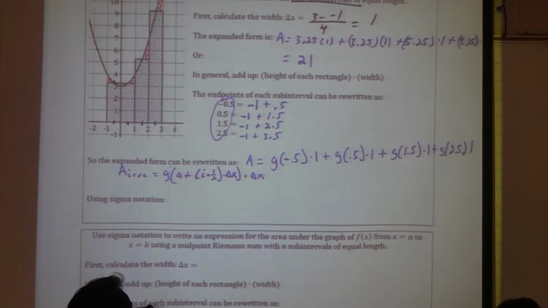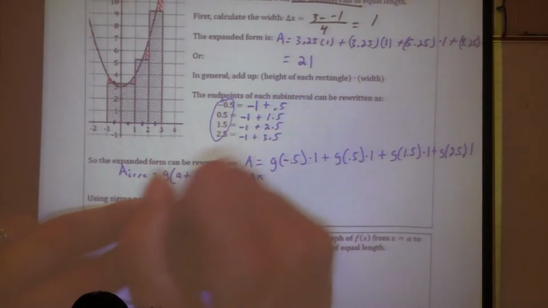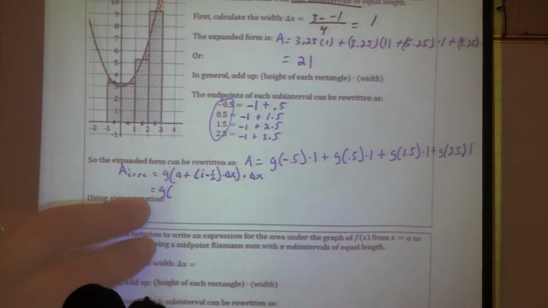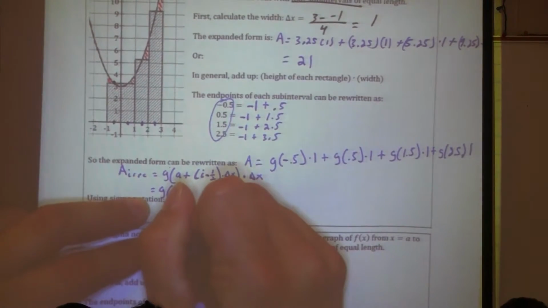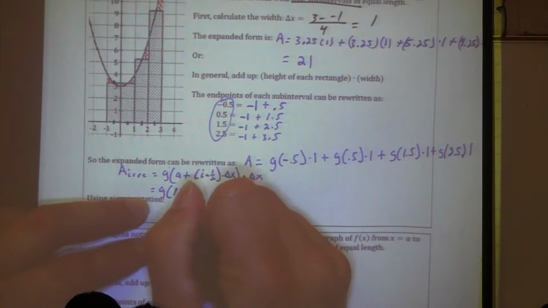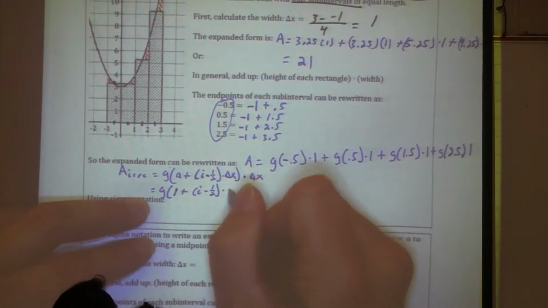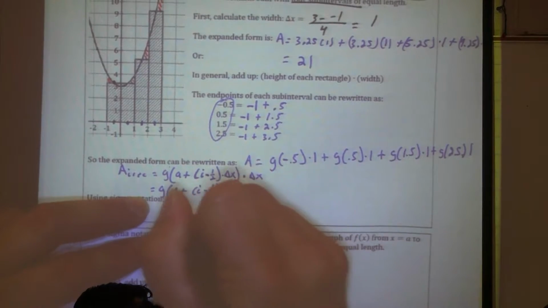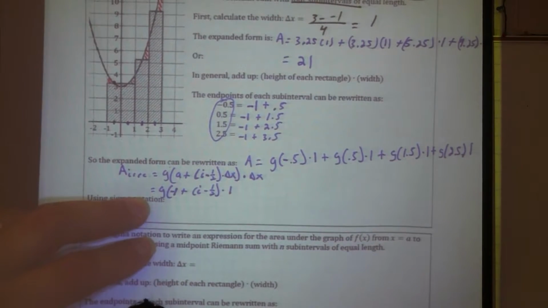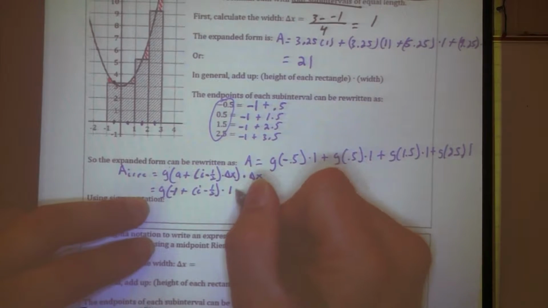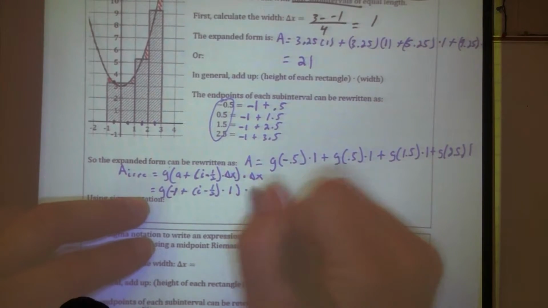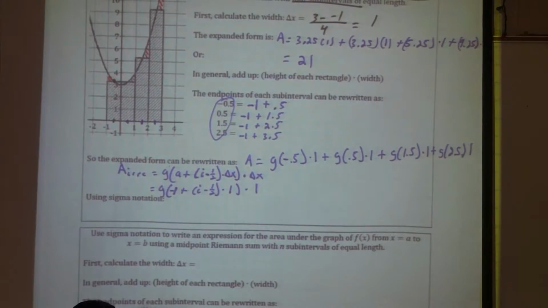Understand? Yes, sir. So specifically for this case, it would be g of, what's a here? 1 plus I minus half times... That's negative 1, just kidding. Negative 1 plus I minus half times 1 times? We're getting that 1 from the delta x.